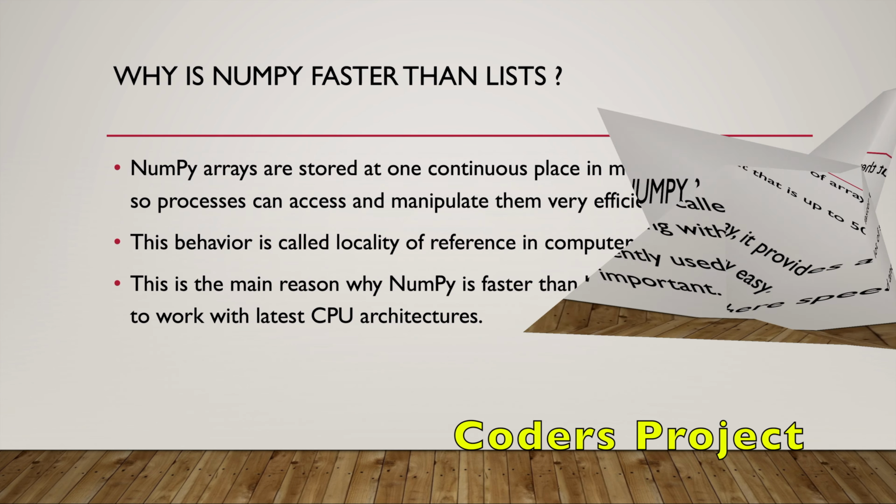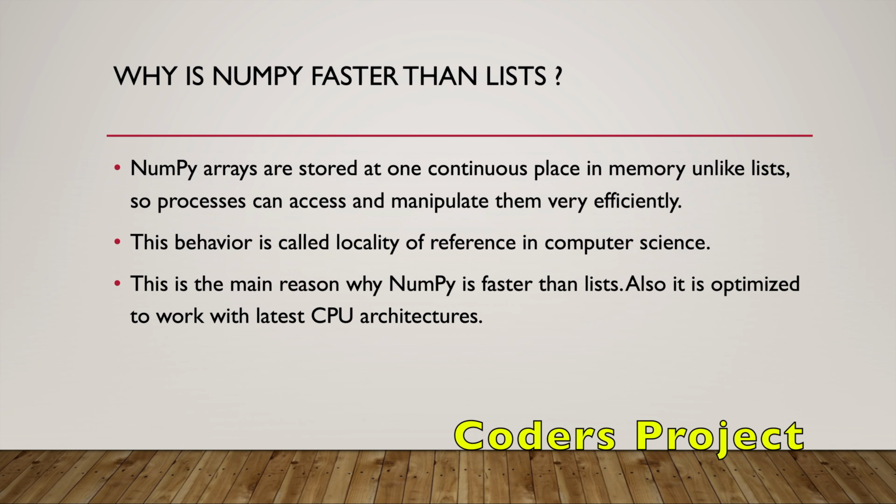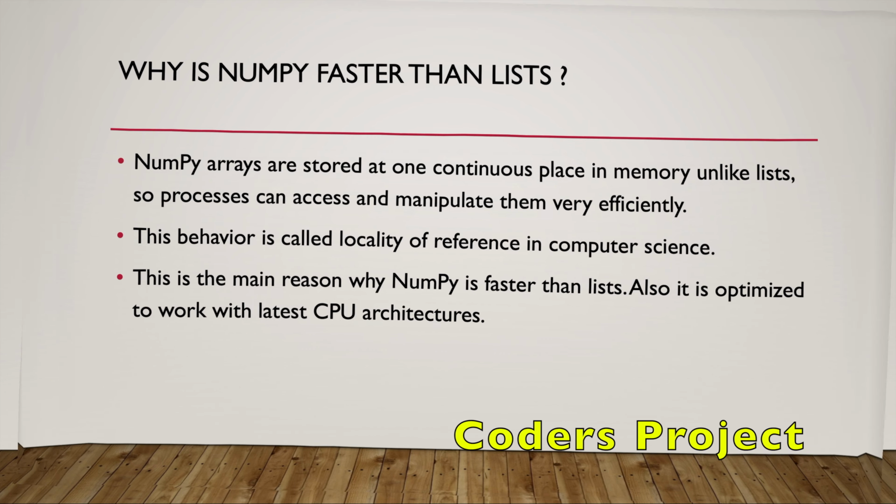So, why is NumPy faster than a list? NumPy arrays are stored in one continuous place in memory, unlike lists, so processors can access and manipulate them very efficiently. This behavior is called locality of reference in computer science. This is the main reason why NumPy is faster than a list. Also, it is optimized to work faster with the latest CPU architectures.